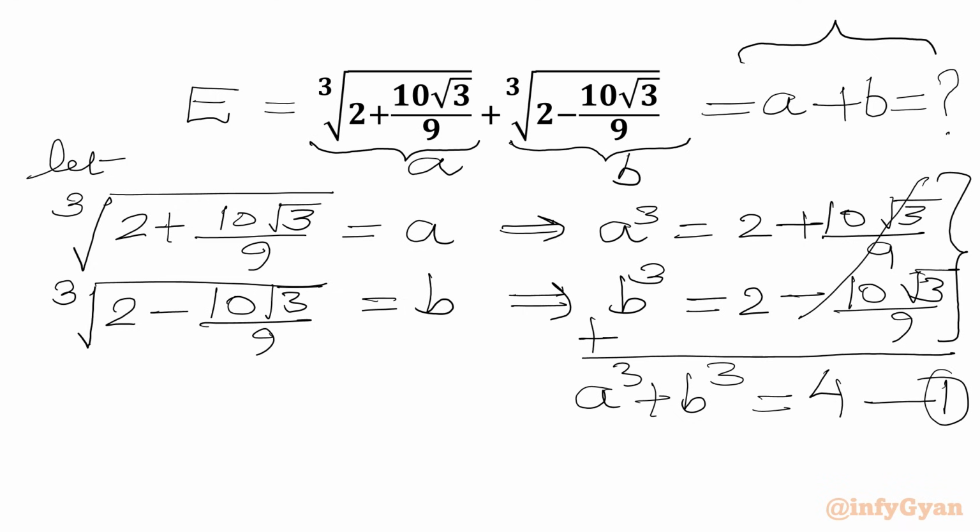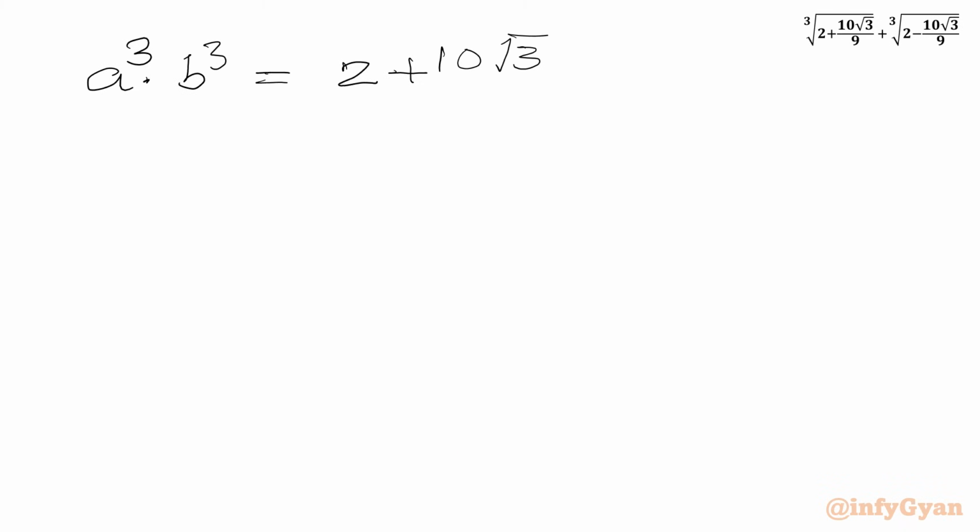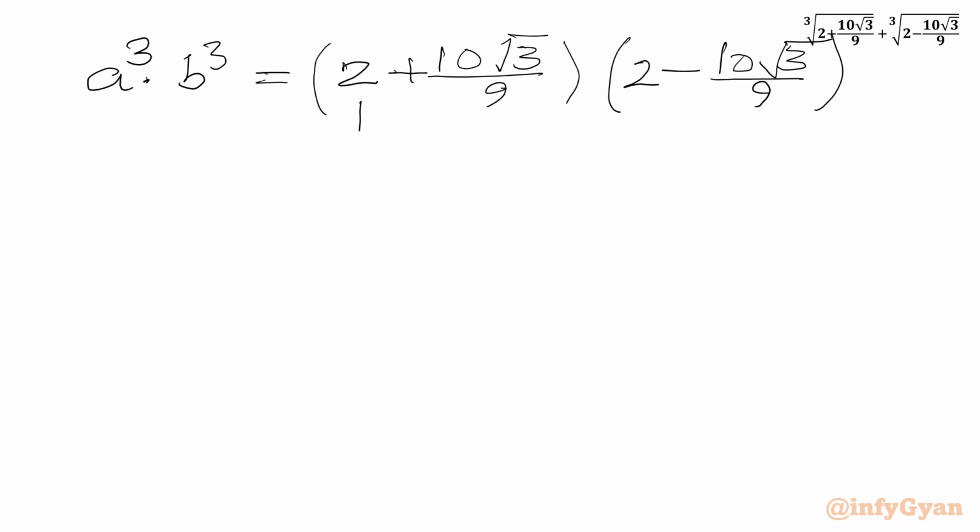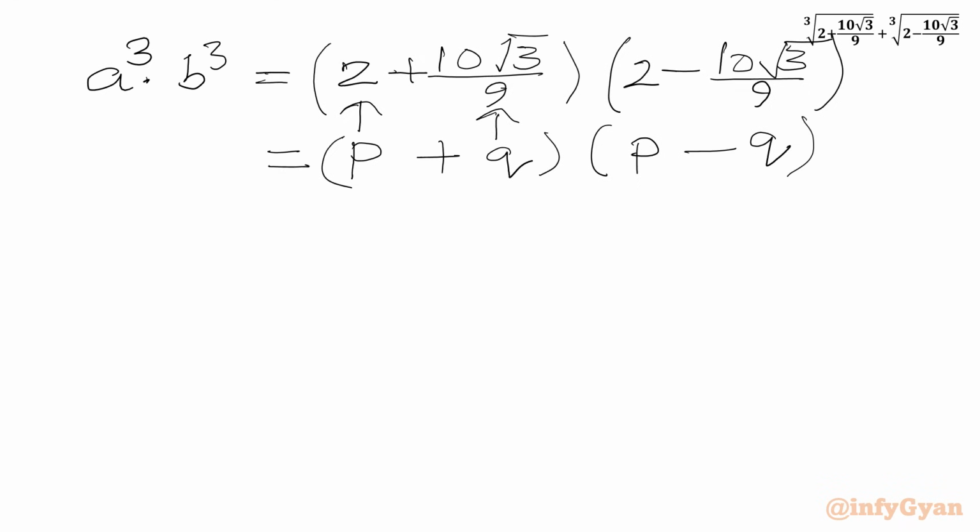Now we will be multiplying A cube with B cube. Let me write here A cube times B cube. This will be equal to 2 plus 10 root 3 over 9 times 2 minus 10 root 3 over 9. Now if I consider 2 as P and 10 root 3 over 9 as Q, then this is P plus Q, and here we have P minus Q, which we know is P square minus Q square.